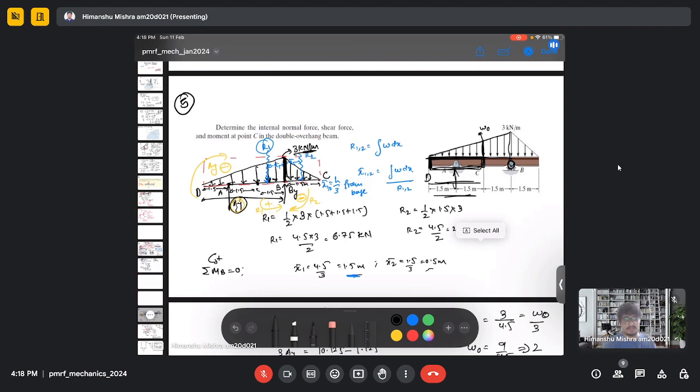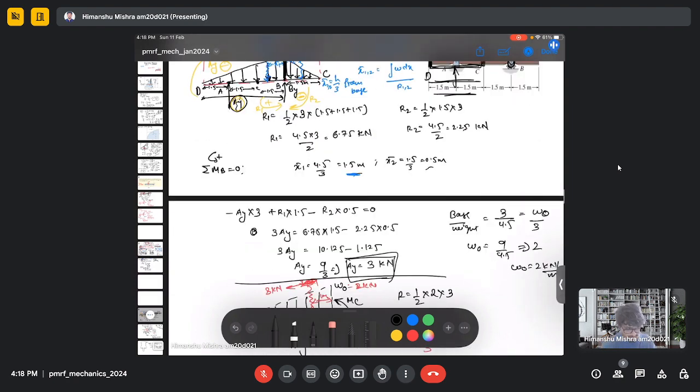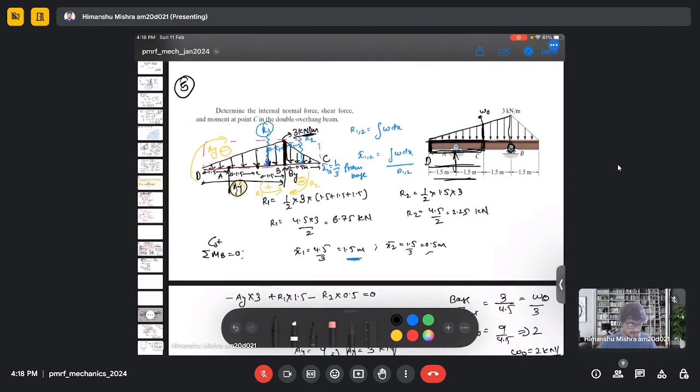Once we get the normal reaction, which is AY, then we split the beam. We split this DC part of the beam, and then we do the similar exercise. We calculate the new normal reaction, which is due to this part only. And we found the location of this resultant force from the base, and do the moment and force balance analysis to calculate the force and moment at point C.